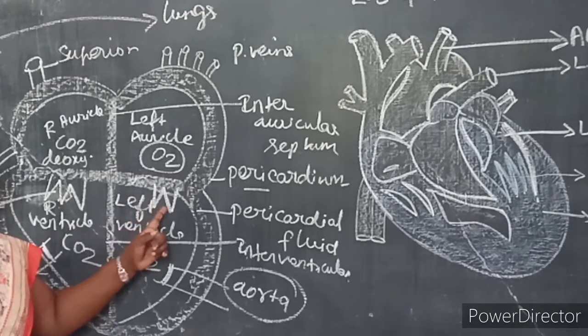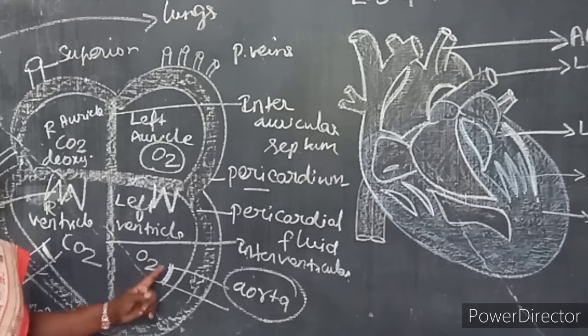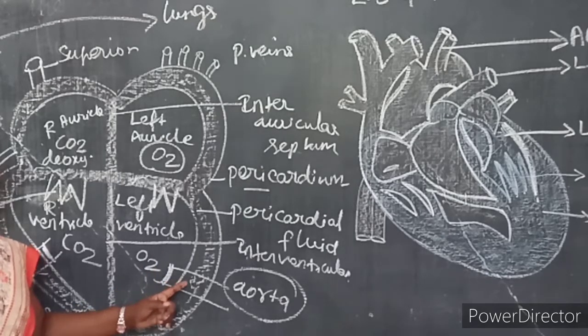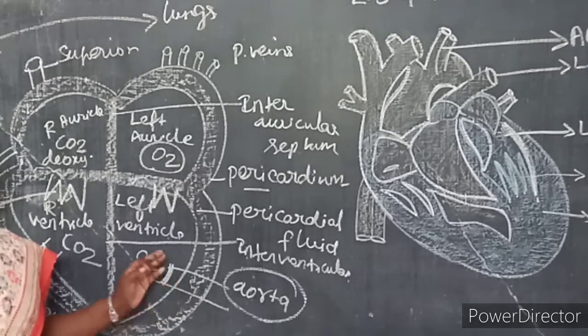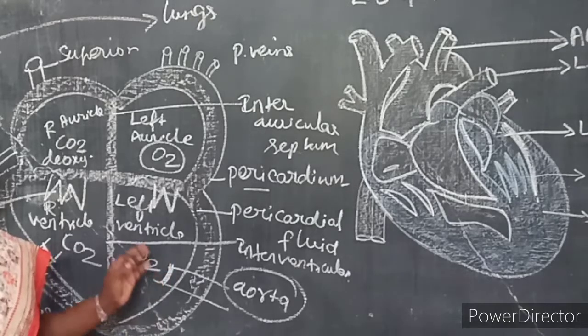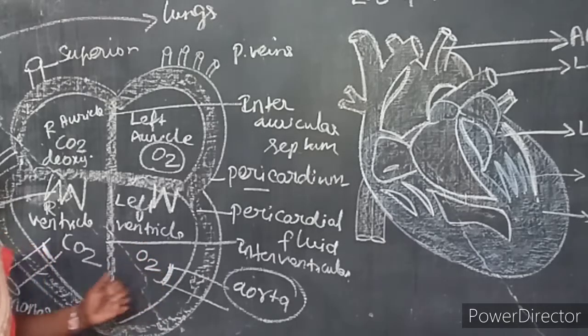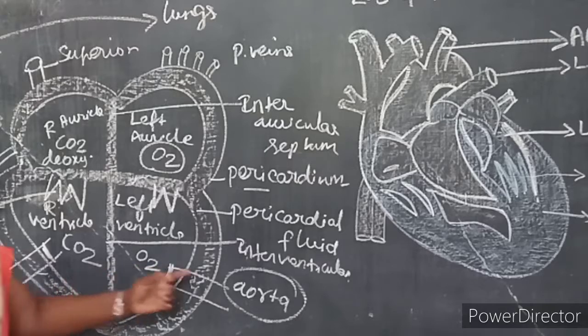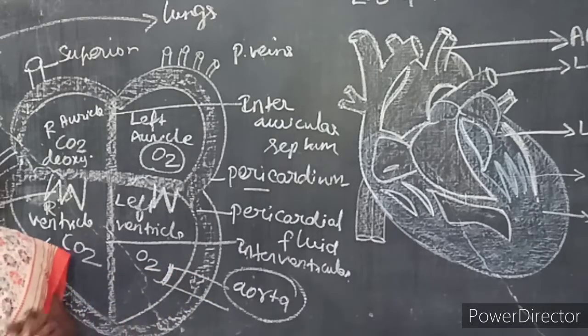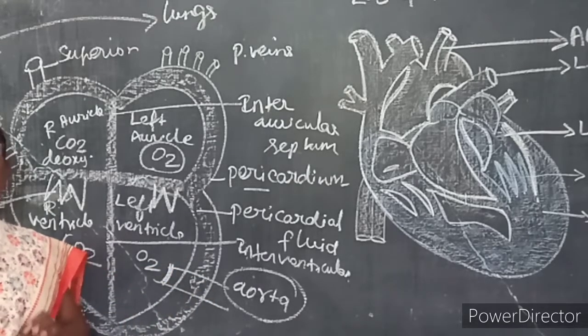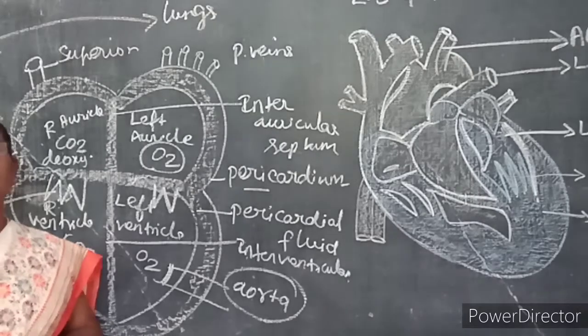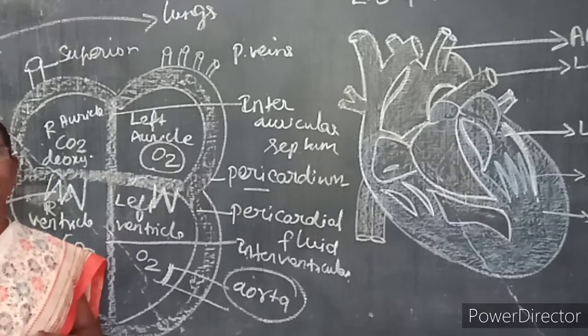It consists of only two flaps. From the left ventricle arises the aorta. So the aorta supplies the oxygenated blood to all the parts of the body. The aorta is the largest artery. This pulmonary artery and the aorta are bordered by the semilunar valves. So the main function of the valves is to prevent the backward flow of the blood.